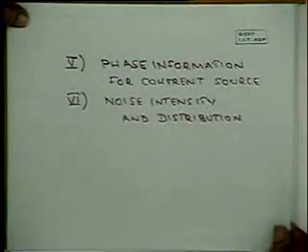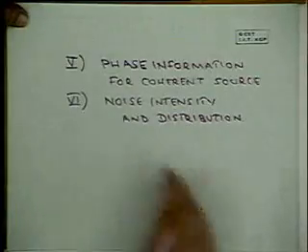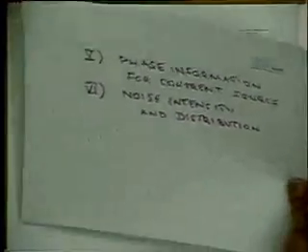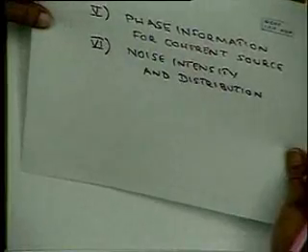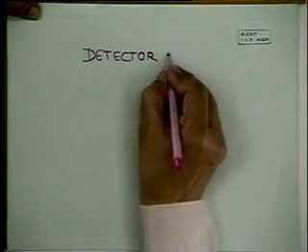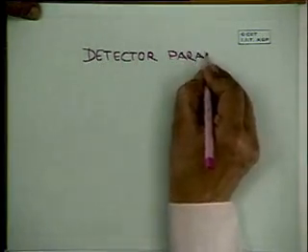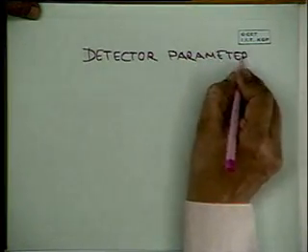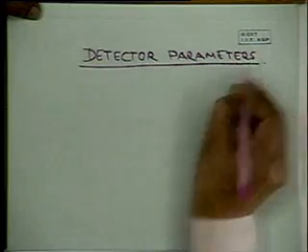So, if we want to have photodetectors for these specific types of sources, then we have to classify the detectors, and in comparing detectors we have to specify the parameters of detectors.